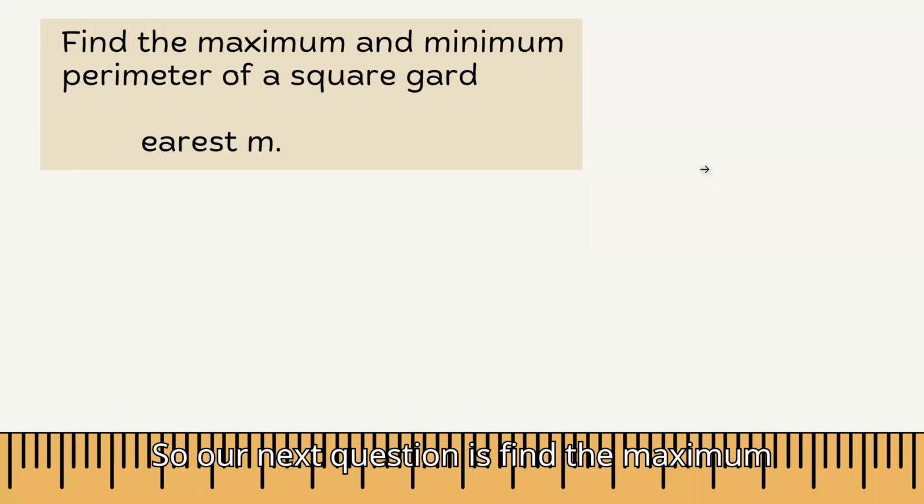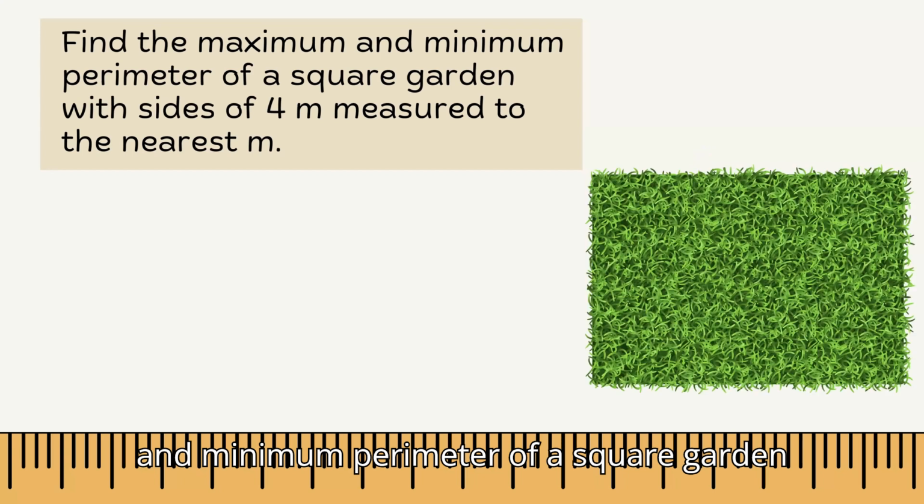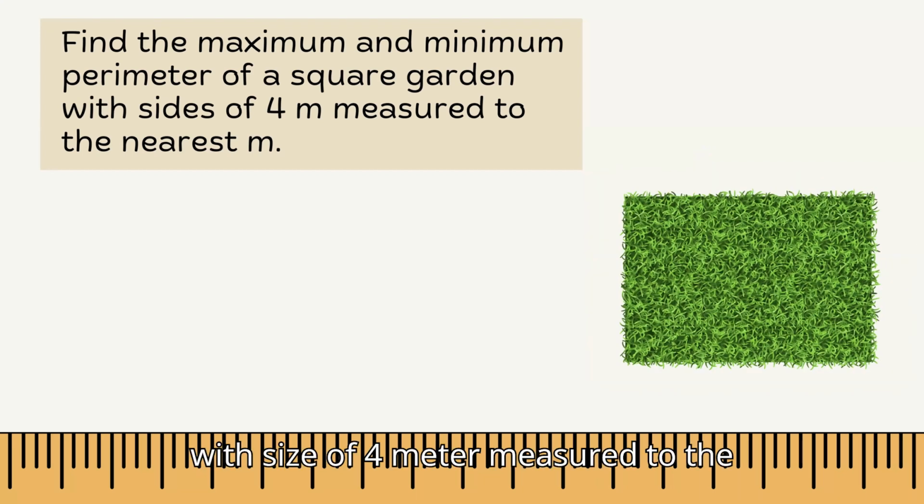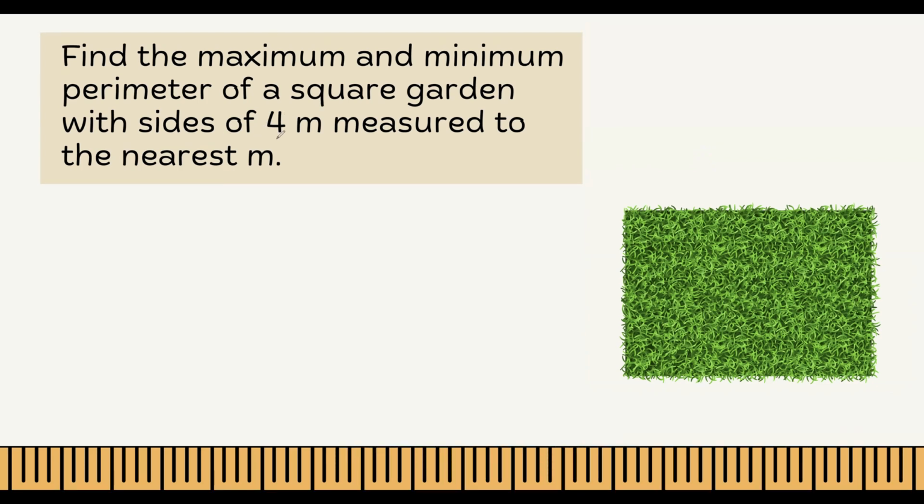So our next question is, find the maximum and minimum perimeter of a square garden with side of 4 meters measured to the nearest meter. So in this case, we know that the side is 4 meters. So I'm going to label this as 4 meters. And now I have to find the maximum and minimum perimeter of the square garden. So what I'm going to do is, I'm first going to find out the upper and lower bounds for 4 meters.